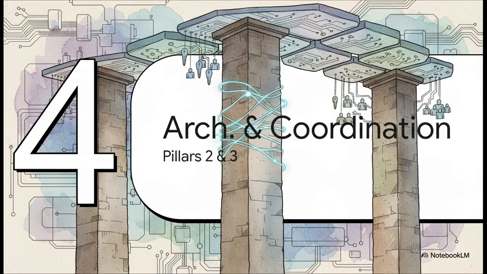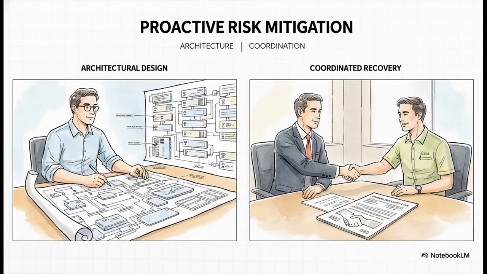Okay, so you've got your contract sorted out. That's pillar number one. But that's not the whole story, not by a long shot. Let's talk about the other two pillars, smart architectural design and, crucially, coordination with your vendors. This is all about shifting your mindset from being reactive to being proactive. It means designing systems that can actually handle a vendor outage without the whole thing collapsing, using patterns like circuit breakers to stop failures from cascading. And it also means setting up clear lines of communication with your partners before disaster strikes, because when things go sideways, you won't have time to figure it all out.